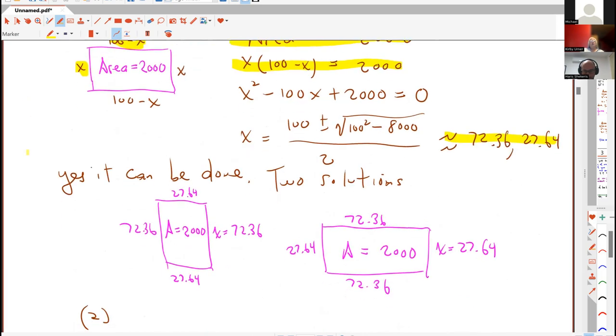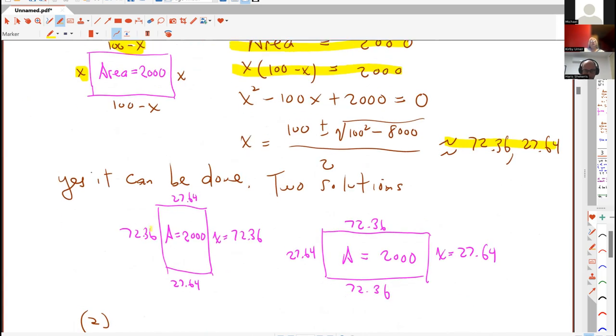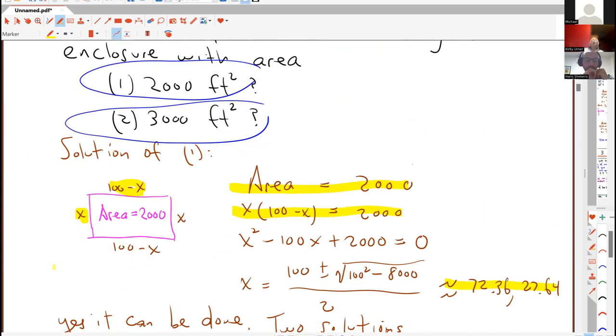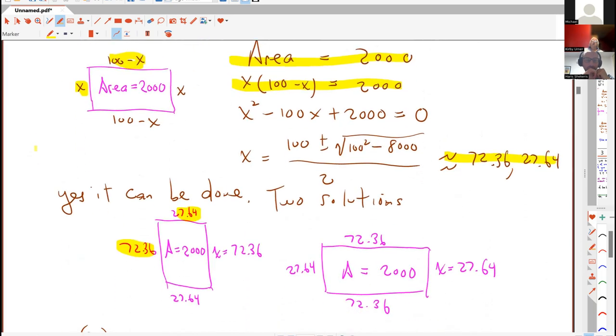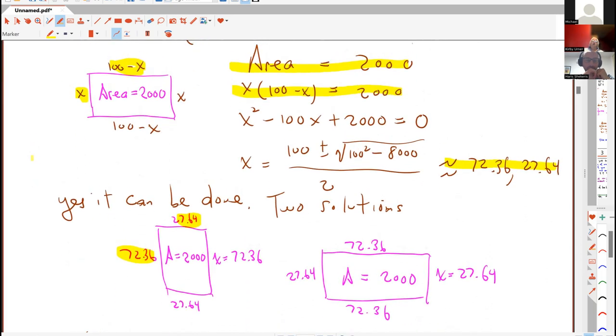And so, yes, it can be done. In fact, these two solutions are really the same solution; one's just turned on its side. So there you have it: approximately 72.36 wide and 27.64 long, or the other way around. So it can be done. The quadratic equation rescues us in this case. It does useful work for us.